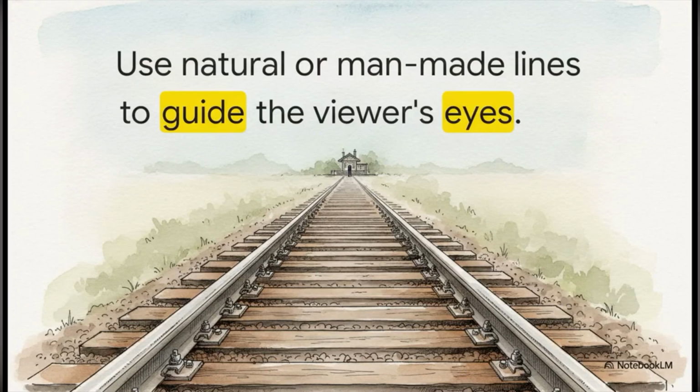Next up in our foundations, we've got leading lines. This is essentially using natural or man-made lines in your scene to literally guide the viewer's eyes exactly where you want them to end up. You're looking for things like roads, pathways, fences, or train tracks. And this is a brilliant trick, really, because it shows how much you can control the viewer's experience. If you position your camera so these lines start near the bottom corners of your frame and sort of stretch inward toward your subject, it forces the viewer to physically travel through your image rather than just giving it a quick glance.